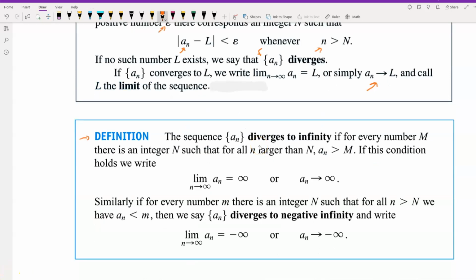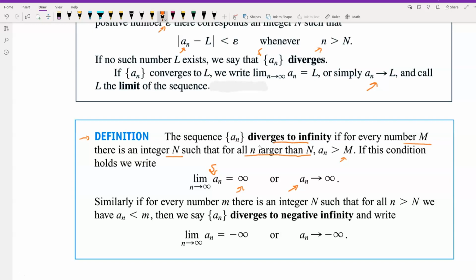Now, under the definition, the sequence an diverges to infinity if for every number uppercase M there is an integer uppercase N such that for all n larger than uppercase N, an is greater than uppercase M. If this condition holds, we write the limit of an when n approaches positive infinity is equal to infinity, or in other words, an approaches positive infinity.